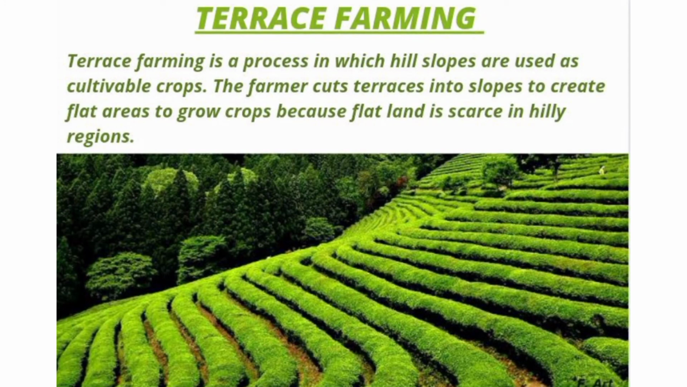Terrace farming. Terrace farming is a process in which hill slopes are used as cultivable land for crops. The farmer cuts terraces and slopes to create a flat area to grow crops because flat land is scarce in hilly areas.